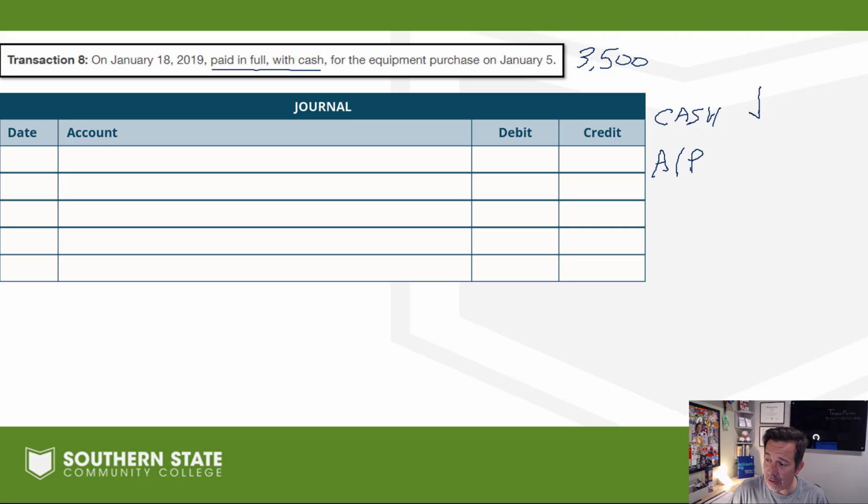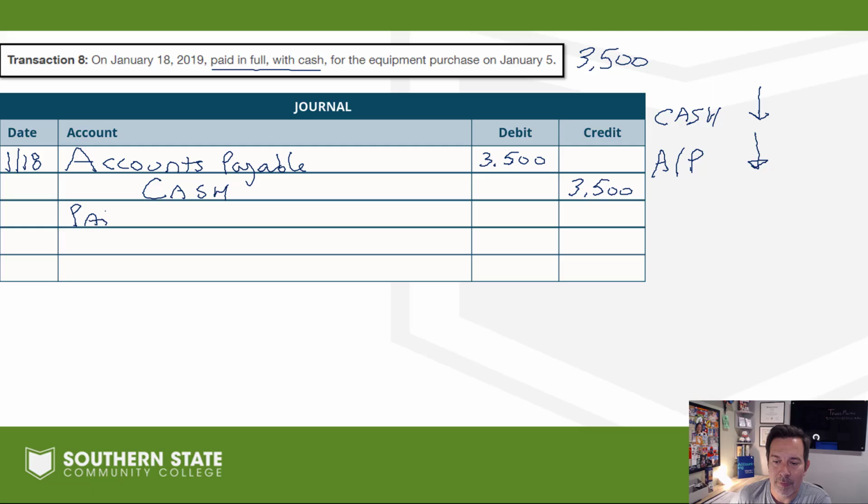Cash is going to go down. The accounts payable is going to go down because we're paying it back. Accounts payable, liabilities go down on the debit side. We got what? 3,500. Cash is our asset account. Cash goes down on the credit side. Our description, real simple. Paid accounts payable. Boom. Easy peasy.